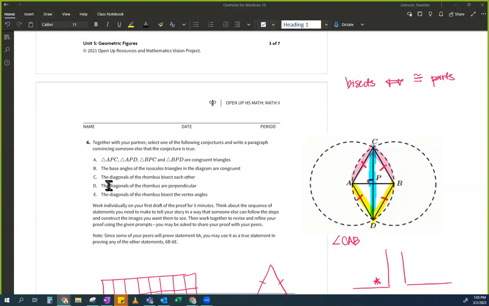So they're asking, do the diagonals of the rhombus, this shape here, do the diagonals bisect each other? So meaning this. Does the blue line, this blue line, bisect the green line and vice versa? Oops. And vice versa. So meaning, and I'll write it in here like this, is this piece congruent to this piece? And is this piece congruent to this piece?